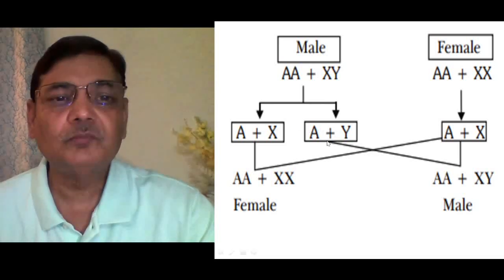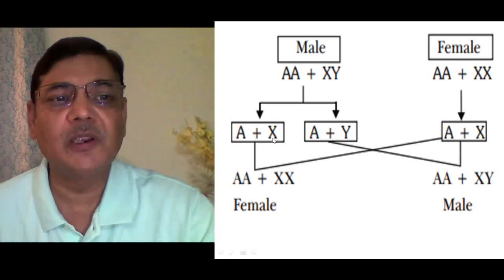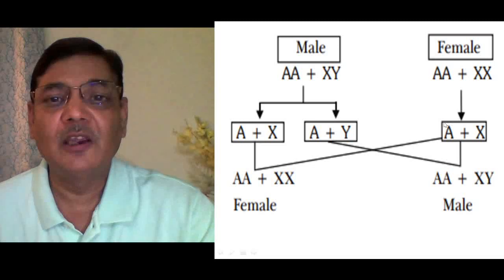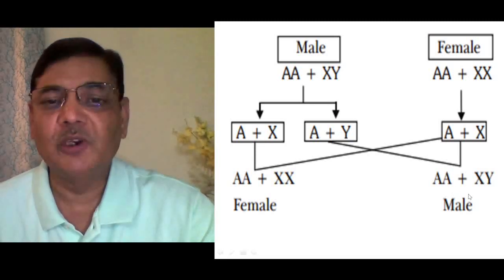So in the next generation, you can understand very well that if an egg containing a set of autosome plus X chromosome gets fertilized by a sperm having autosome and X chromosome, then it will be a female individual. Two sets of autosome plus XX will be maintained. And if this egg having a single set of autosome plus X chromosome is fertilized by a sperm with Y chromosome, then in that case a male individual is formed.